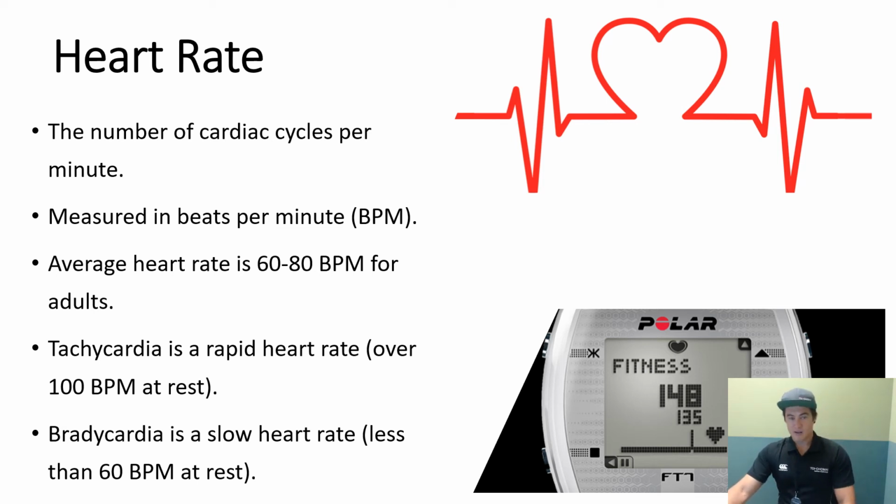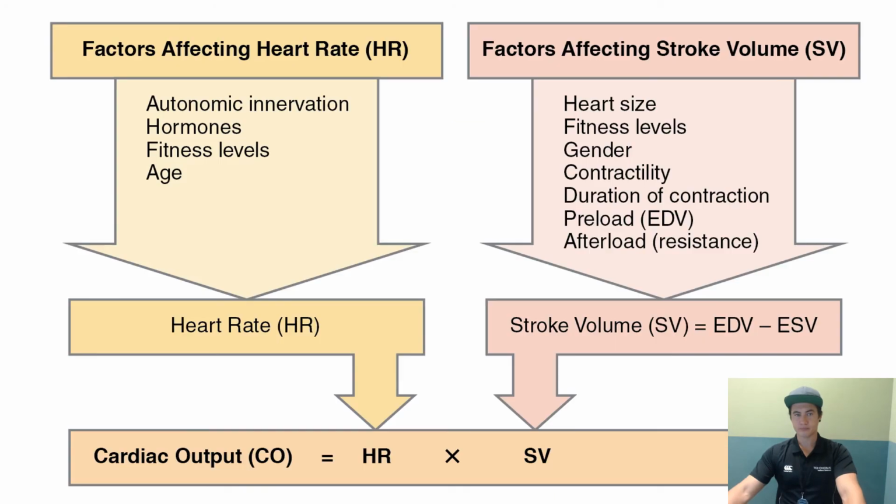Tachycardia is a rapid heart rate over 100 beats per minute at rest. So obviously during exercise, heart rate's going to go up. It doesn't mean you're tachycardic, it just means you're exercising. And bradycardia is a slow heart rate, so less than 60 beats per minute. And endurance trained individuals are likely to have resting heart rates below 60 beats per minute.